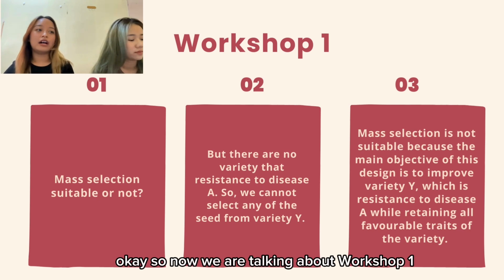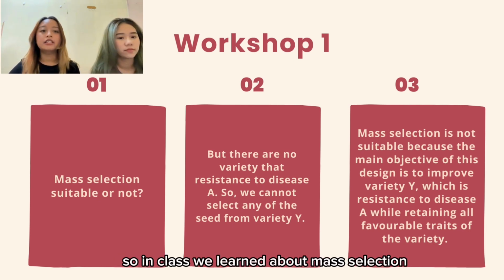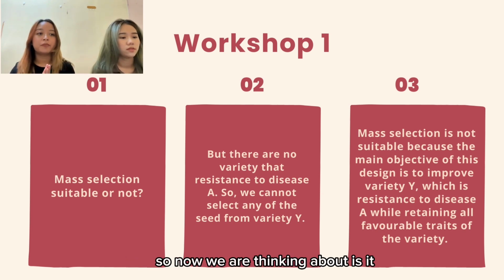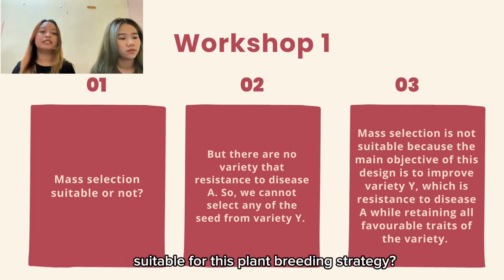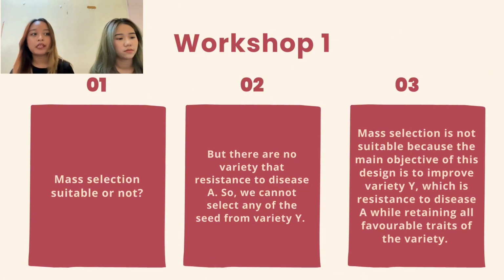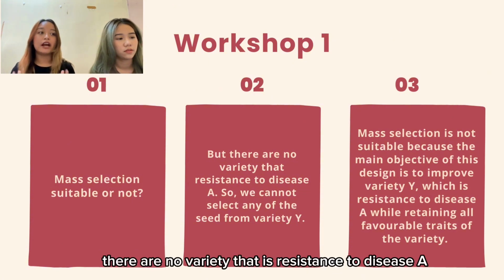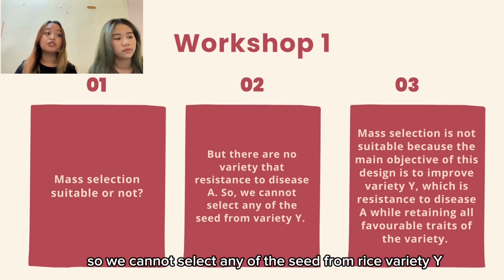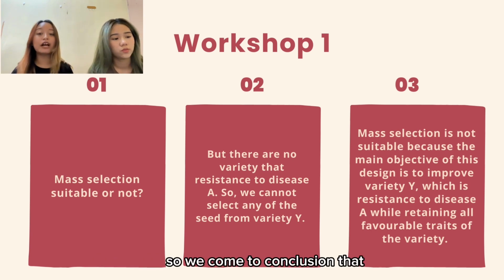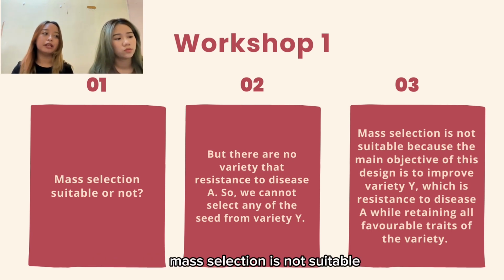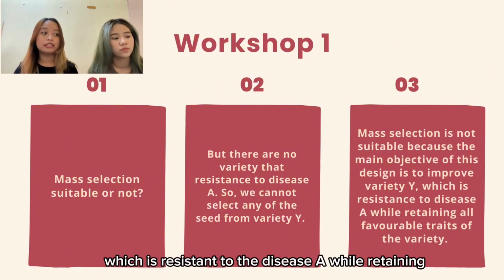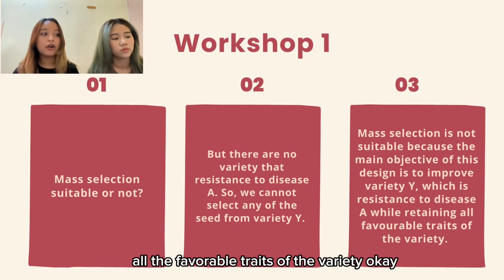Okay, so now we are talking about workshop 1. In class, we learned about mass selection. So now we are thinking about whether it is suitable for this plant breeding strategy. The issue is that there is no variety that is resistant to disease A, so we cannot select any of the seed from variety Y. So we come to the conclusion that mass selection is not suitable, because the main objective of this design is to improve variety Y, which is resistant to disease A, while retaining all the favorable traits of the variety.